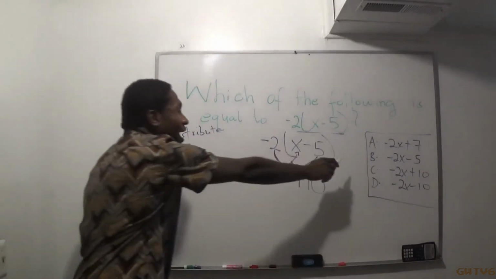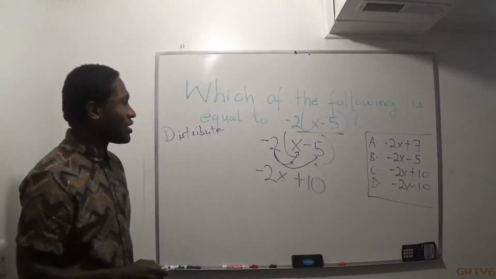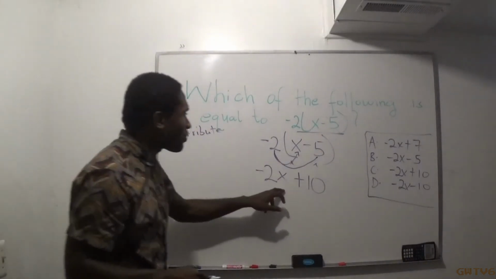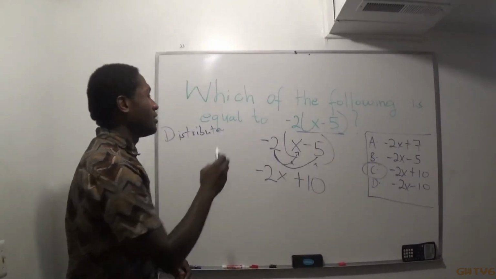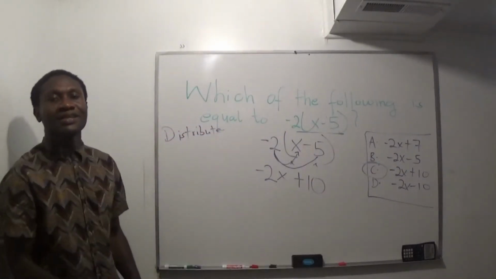So that would mean, what are you going to pick right here? What would be your answer right there? We got -2x plus 10. What is -2x plus 10? That is C. So our answer will be C. And that's it.